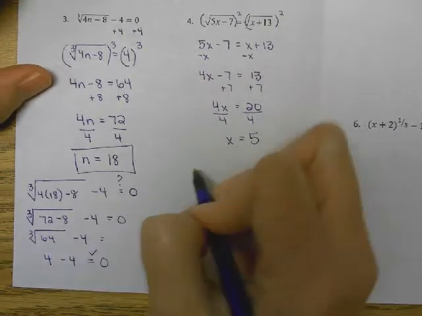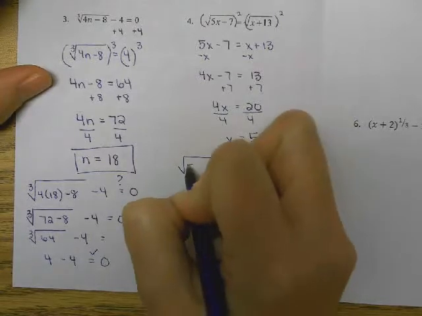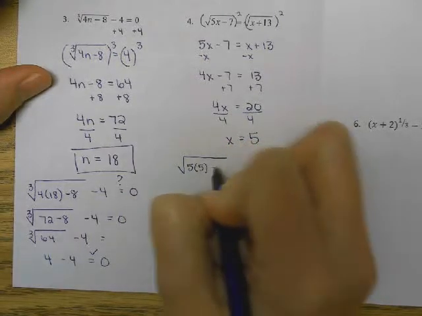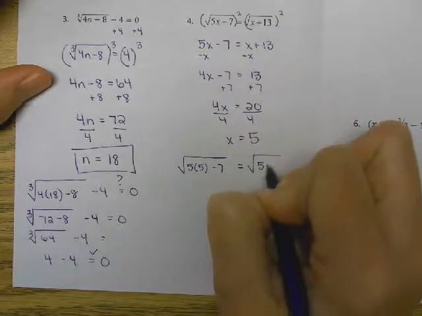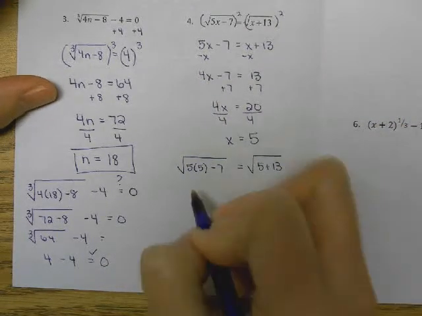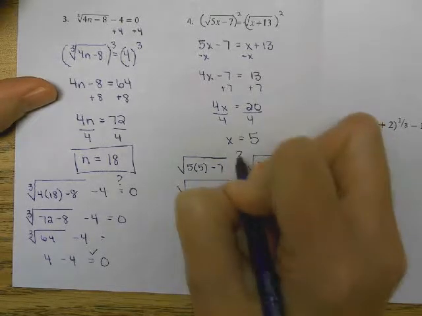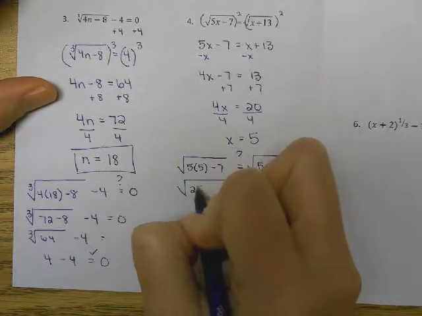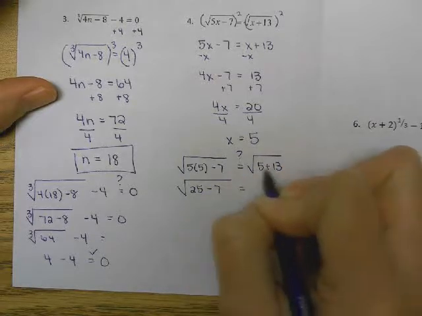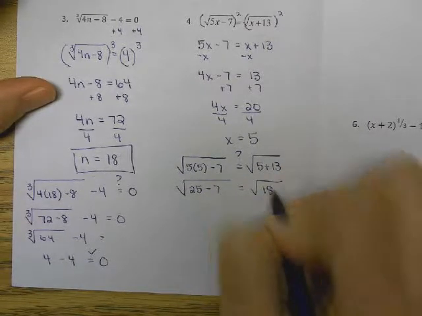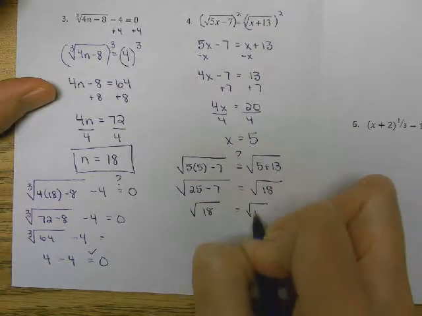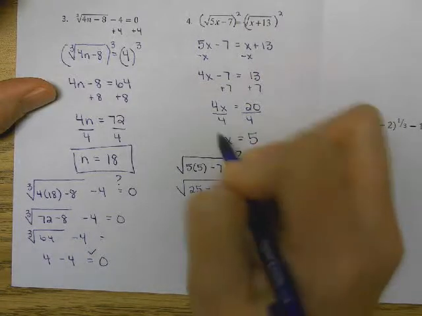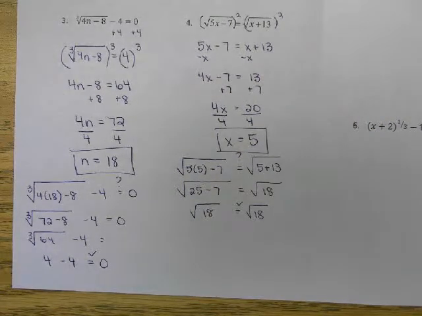Again, I want to check to make sure that this works. So 5 times 5 minus 7, is that equal to 5 plus 13? So on the left-hand side, I'm going to get 5 times 5, which is 25, minus 7. Over here, I get 18. 25 minus 7 is 18. So is the square root of 18 equal to the square root of 18? Yes, so x equals 5 is a valid solution.